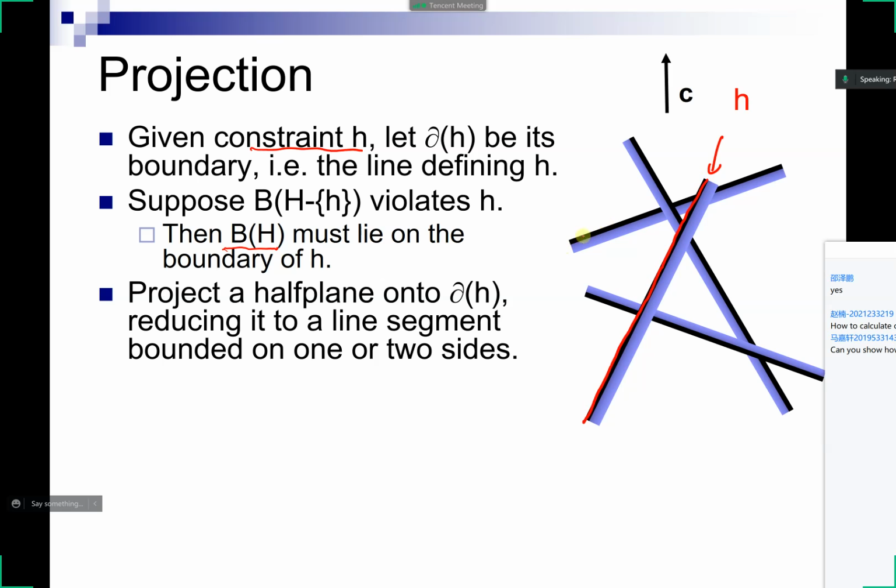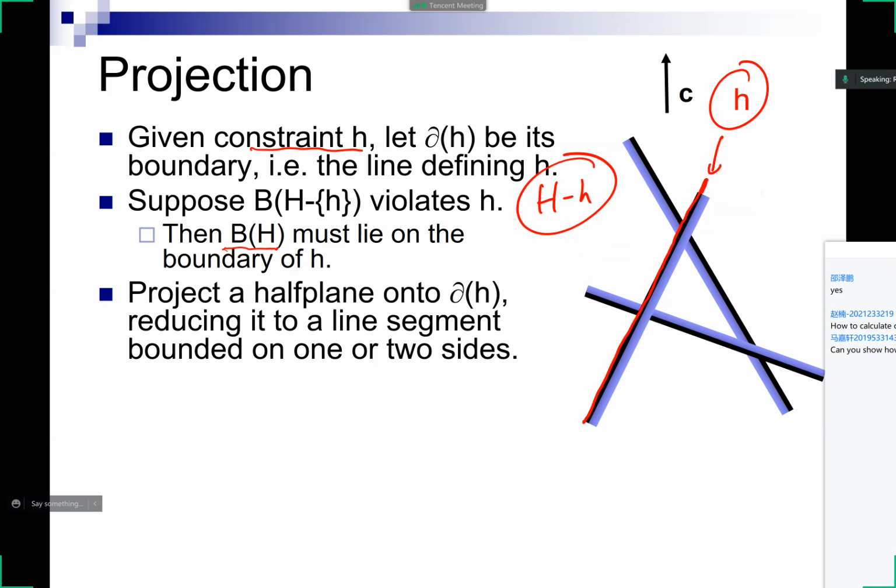So the projection just means that you take all of these other constraints, which are H minus h, and we know we need to satisfy all of these other constraints in addition to h. Suppose you want to satisfy this constraint, then you need to be on this side, right? Furthermore, you need to satisfy the h constraint, so you need to be over here. So if you add together these two constraints, then you see that we're going to chop off this little region over here. So that's how you do the projection in 2 dimensions.